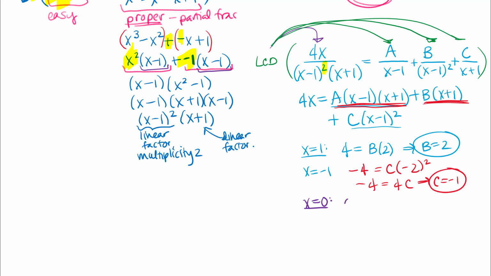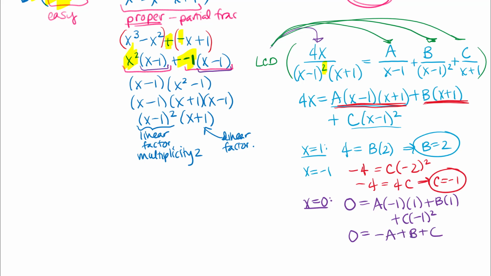So okay, on the left side of the equation, when I put in 0, I'll have 4 times 0, which is 0. And then on the right side, all that stuff doesn't really go away, so I have to just think about what I will get when I plug in x equals 0. So I'll have a times negative 1 times positive 1, plus b times 1, plus c times negative 1 squared. So I'll have 0 equals negative a plus b plus c.